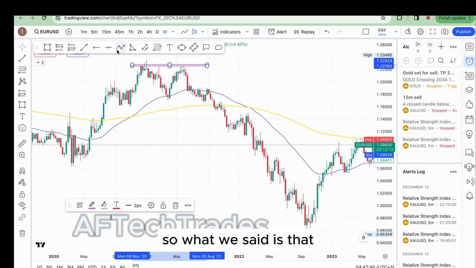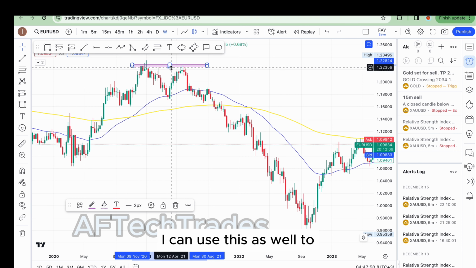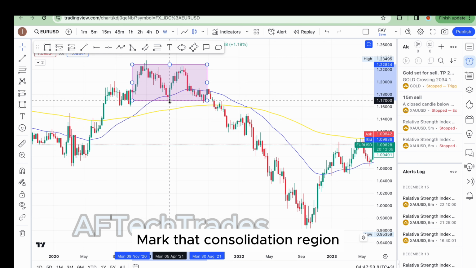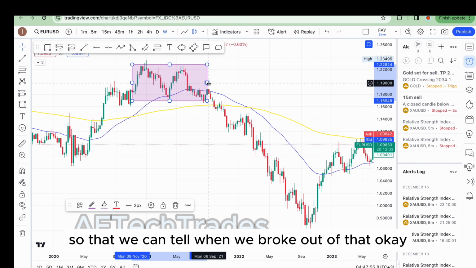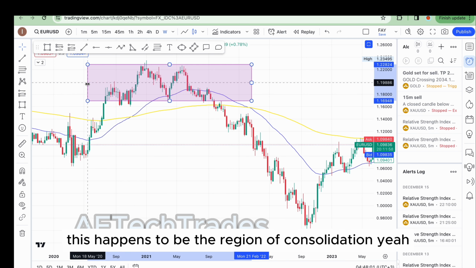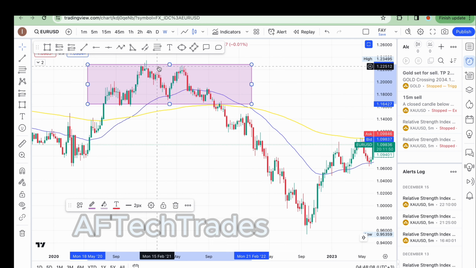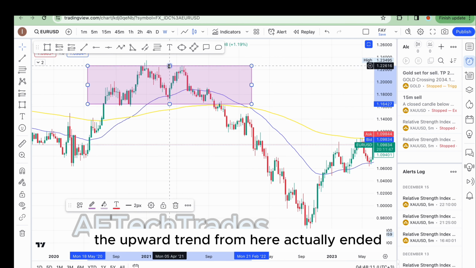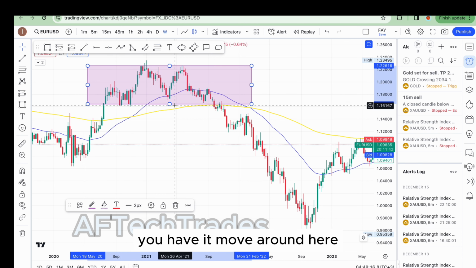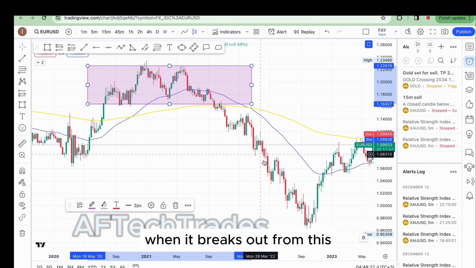So what we said is that let me now use this. I can use this as well to mark that consolidation region, so that we can tell when we broke out of that. Okay, this happens to be the region of consolidation. Within this region, the upward trend from here actually ended. You have it move around here, then it breaks out here. When it breaks out, it forms this, then down.